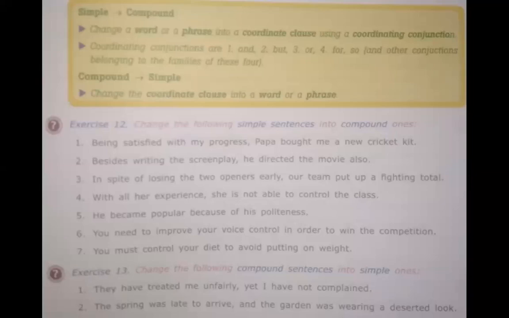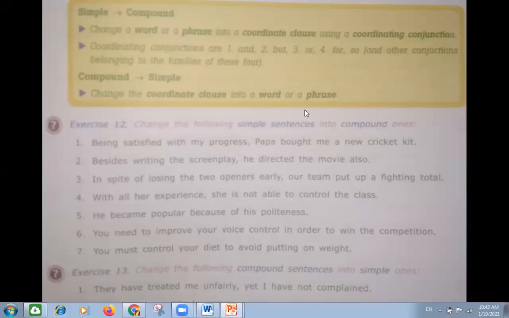Being satisfied with my progress, Papa brought me a new cricket kit. Now there will be little difference, but see how many of you are ready to answer. Sneha is there. Very good, Sneha. Be ready, every one of you. Let's ask Sneha. How does Sneha solve this? Very good, Sneha. Good morning, sir. Good morning, beta. Come on, what should be the answer?